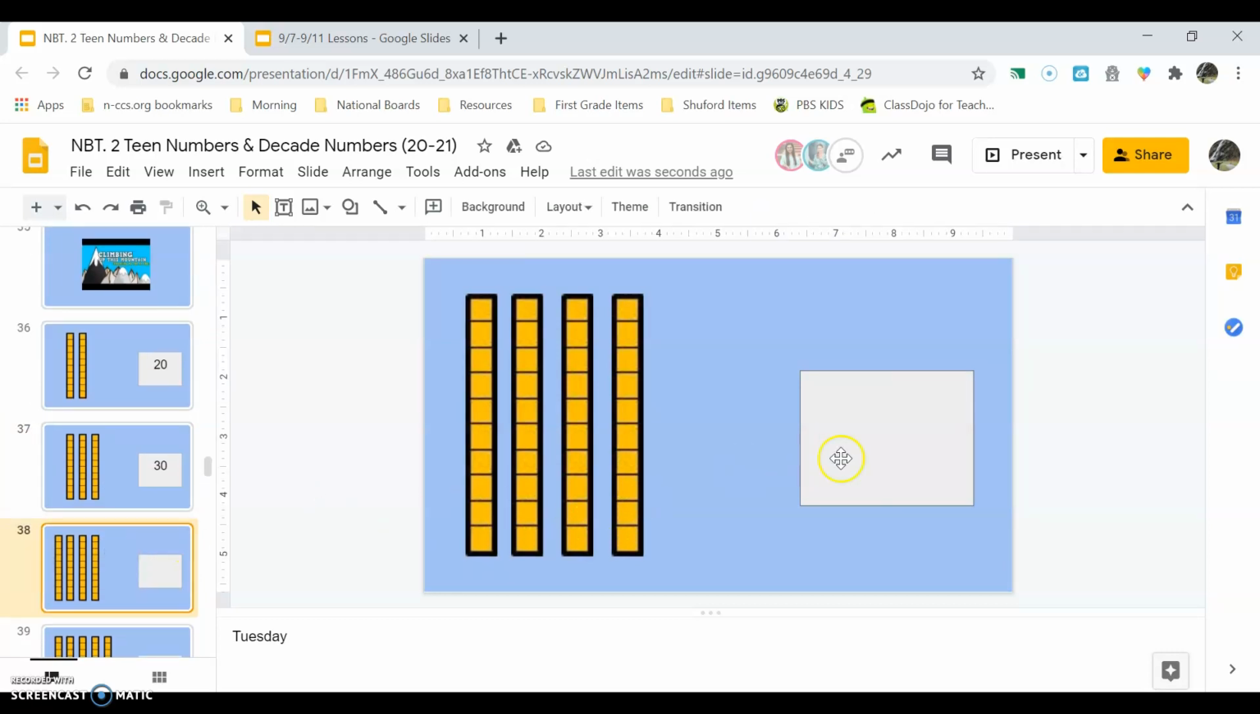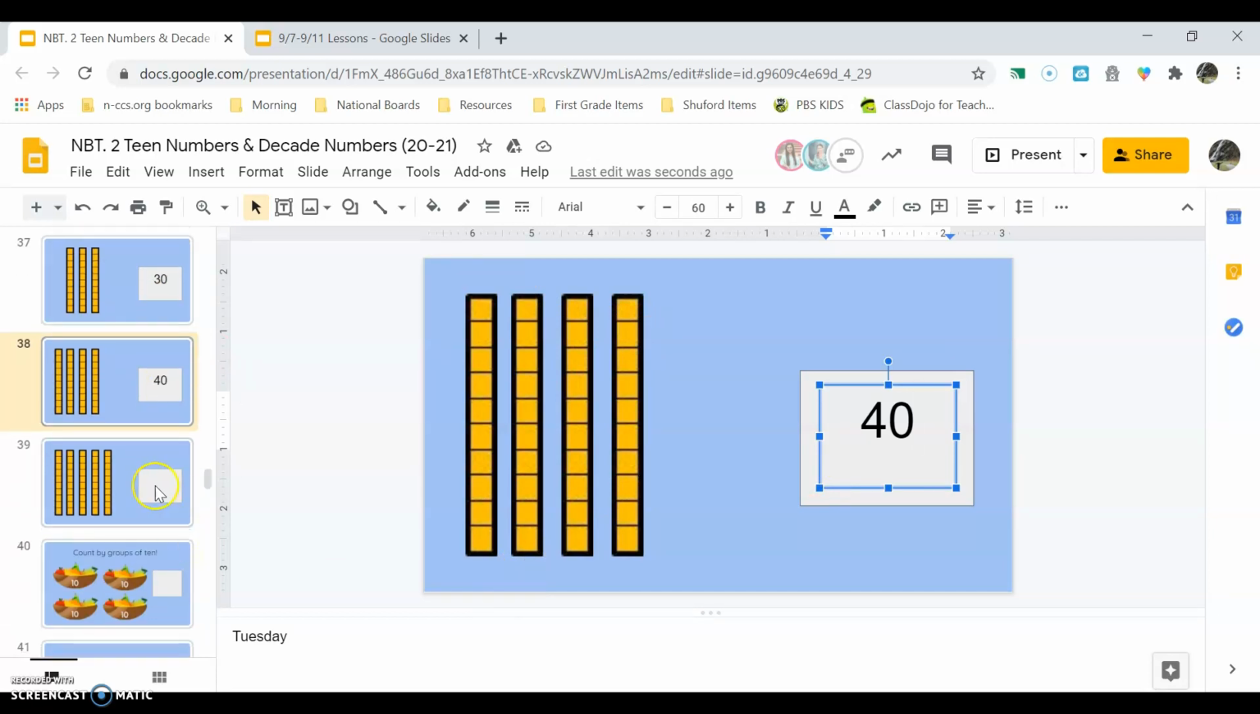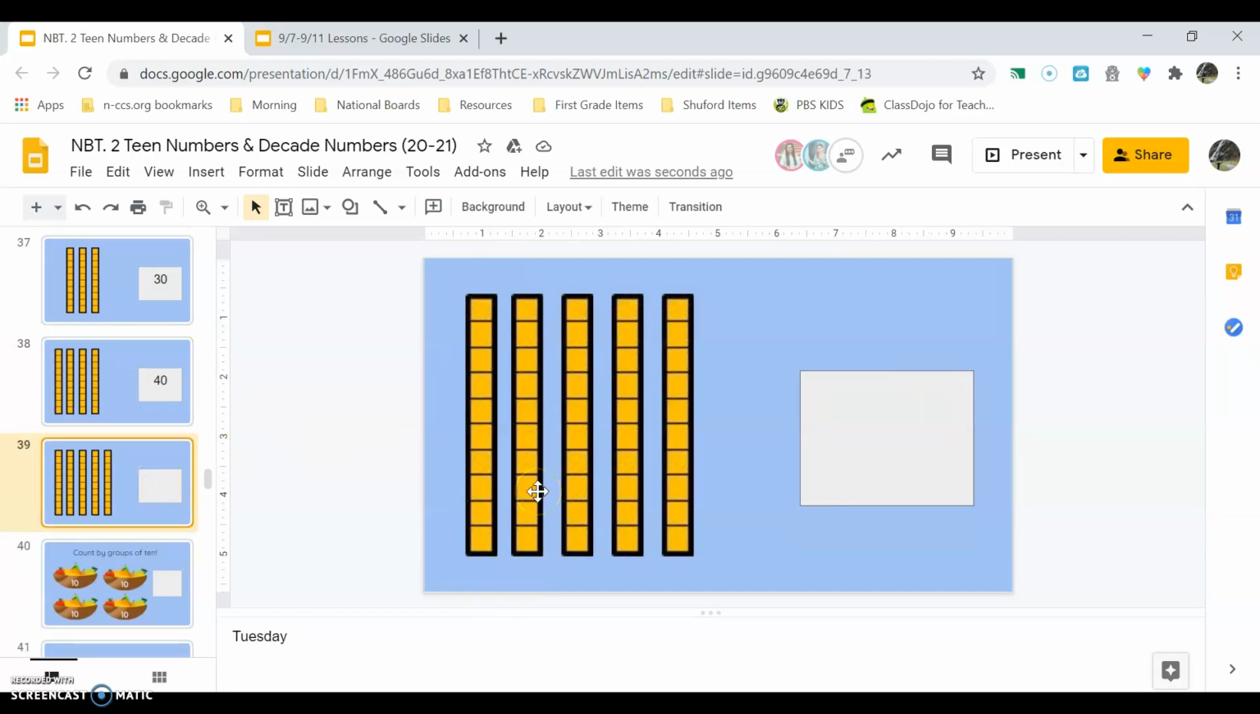All right. Your turn. See how many? And let's count. 10, 20, 30, 40. How many groups of 10? 4. How many left over? 0. Our total is 40. So 10, 20, 30, 40. Remember that these are called decade numbers. These aren't just any kind of number. These are called decade numbers.